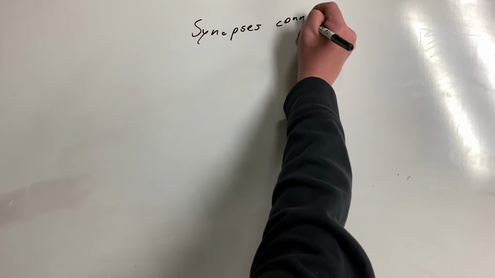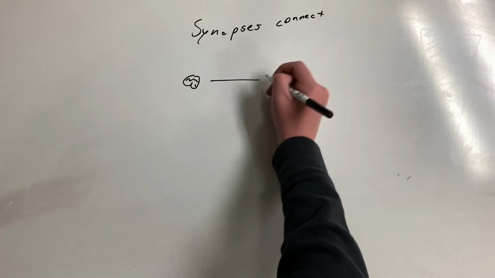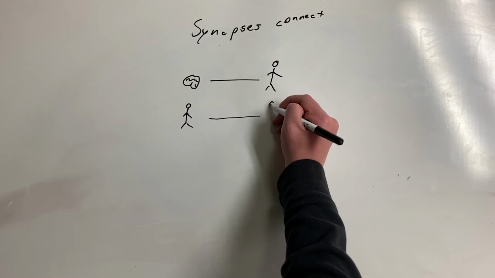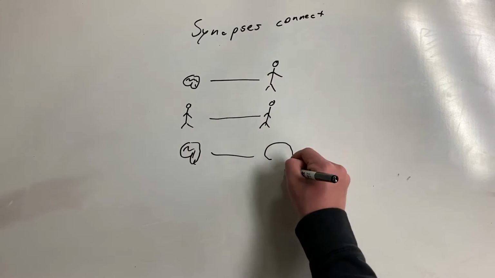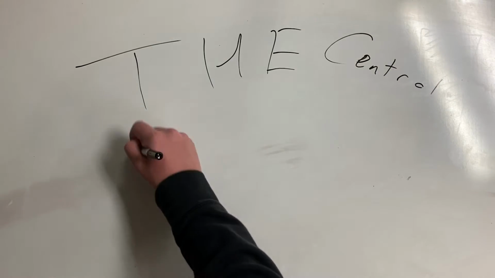Synapses connect neurons in the brain to neurons in the rest of the body, and the body to the brain, or even just the brain to brain. They're essentially how different neurons communicate. They take place in the central nervous system to allow communication between neurons.